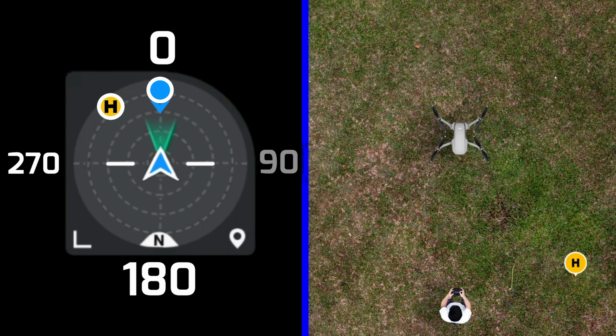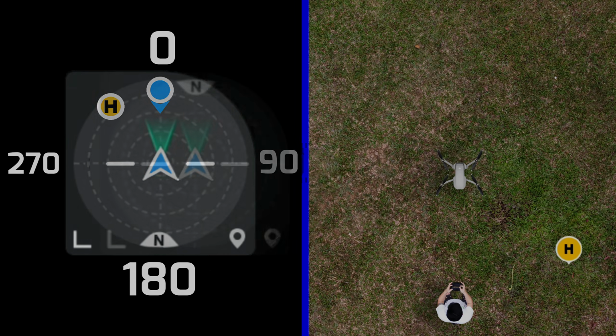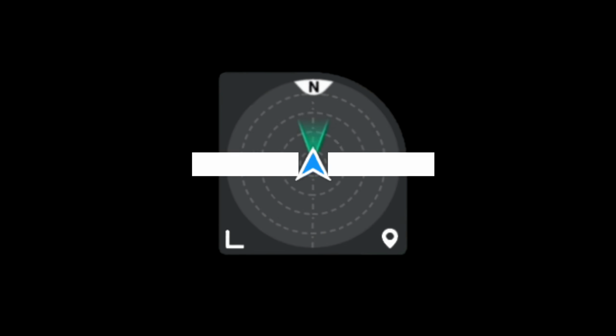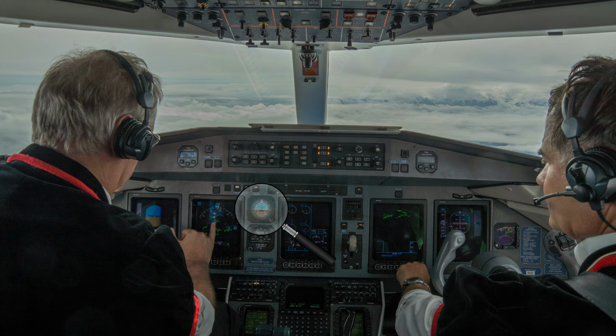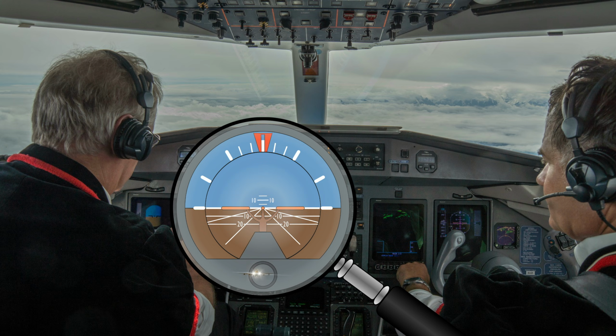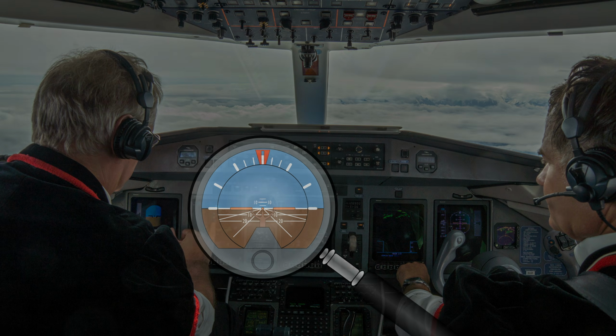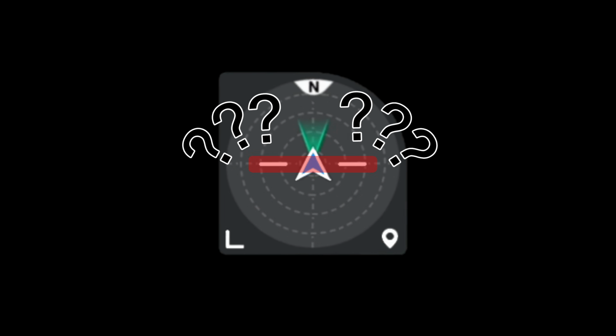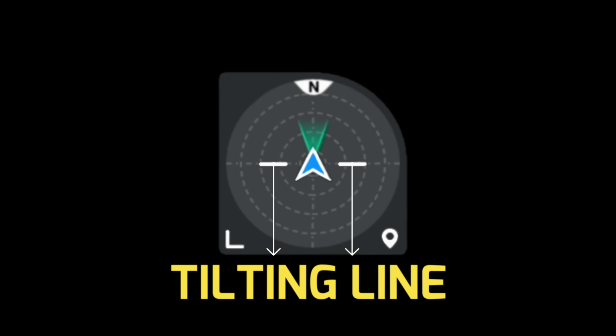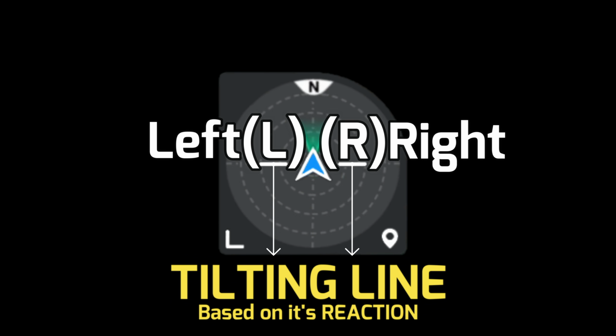I hope you can manage to follow and understand the first part of it, as now I'm going to talk about the second part, these two lines. It looks like the attitude indicator being used in the aviation industry, but the reaction is different and opposite. I'm not sure what and how to exactly name it. If you have an idea, let me know in the comment below. For now, I will just call it tilting line and explain based on its reaction.